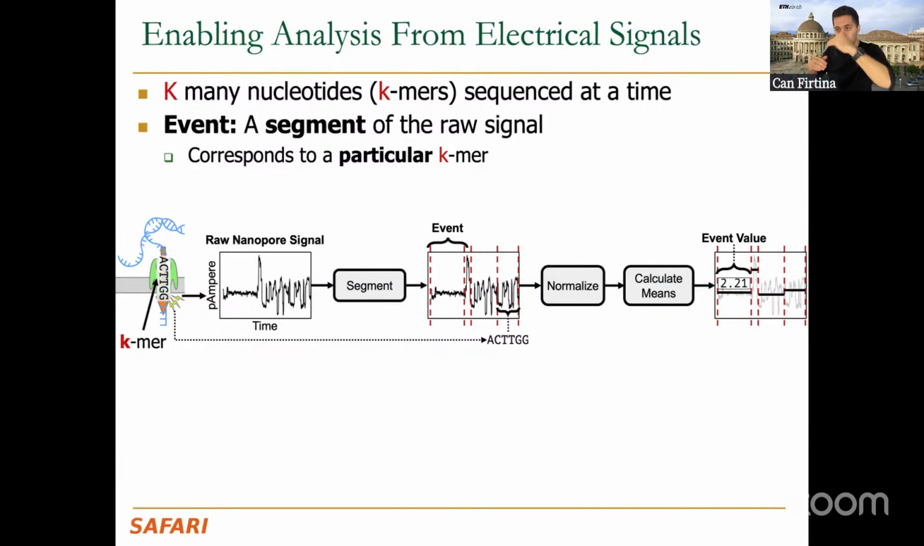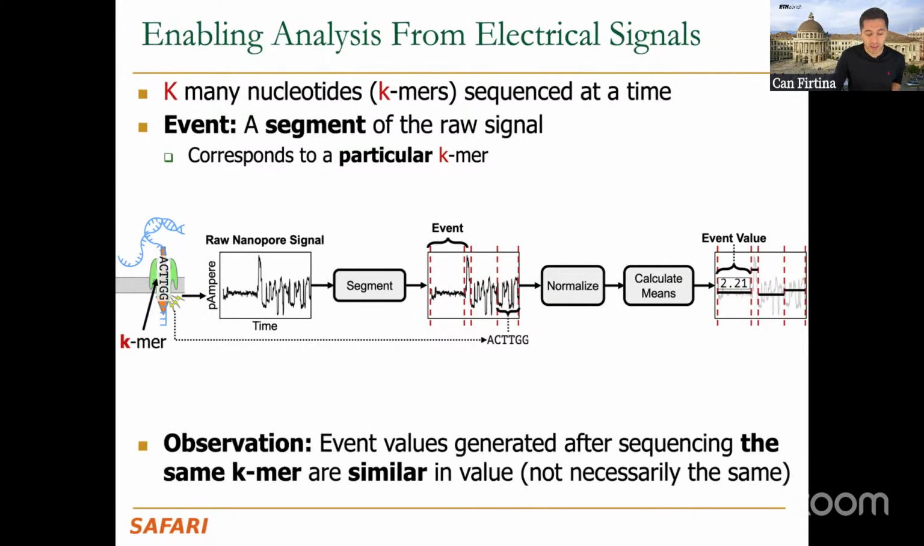But if you normalize, you'll put them back in normal form again, and then you calculate the means and so on. But essentially, what we will have is, for example, a picoampere value that is normalized, that is assigned to an event. And perhaps this value will represent what sort of k-mer we were sequencing at that time. So eventually, we would be using these numbers instead of these k-mers for our analysis. So this is usually how the raw signal analysis starts, but perhaps we can even design different algorithms to do this analysis differently. So there is one key observation here, though.